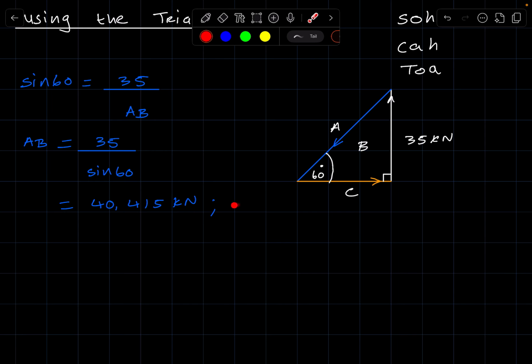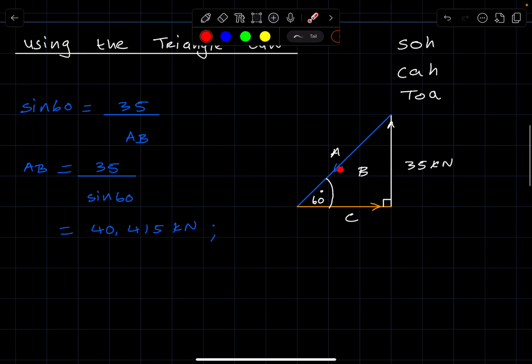Now we have to state the nature of the member. How do you state the nature of the member? You look at the direction. You look at the direction of member AB using the triangle that we constructed. It is headed downward.